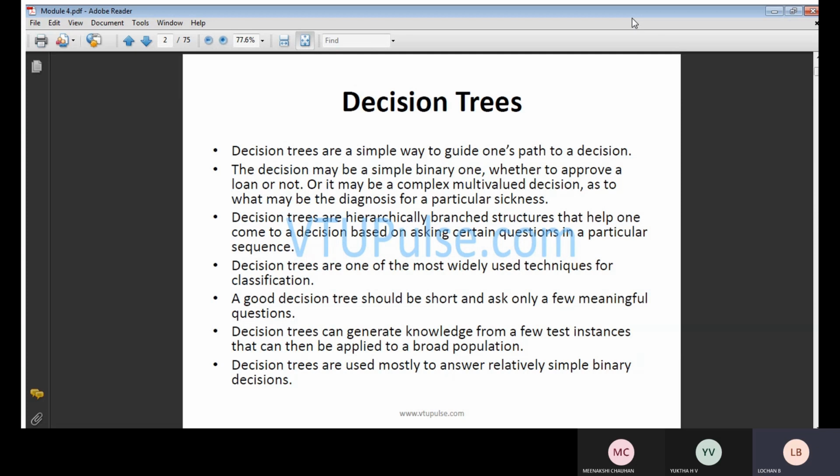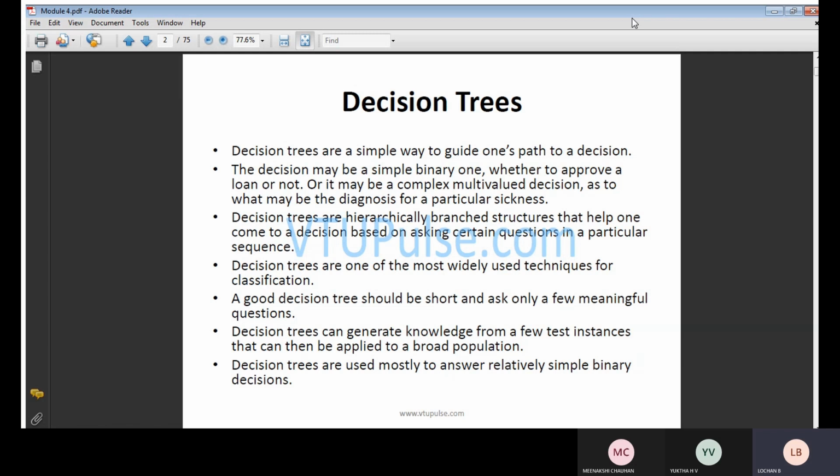For example, if you go for a bank loan application, whether you're going to get the loan approved or not approved. That means that we will be getting only two outcomes: whether you may get the loan approved or you may not get the loan approved. Decision trees are a simple way to guide one path to the other decision.